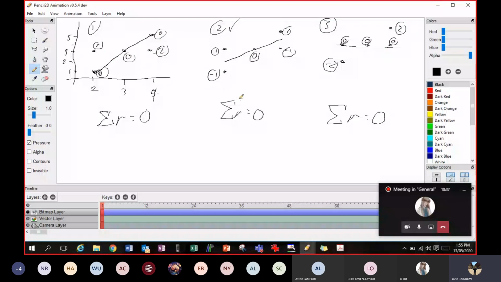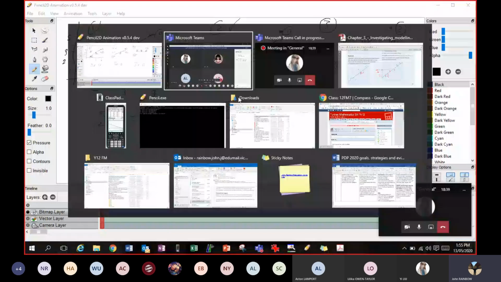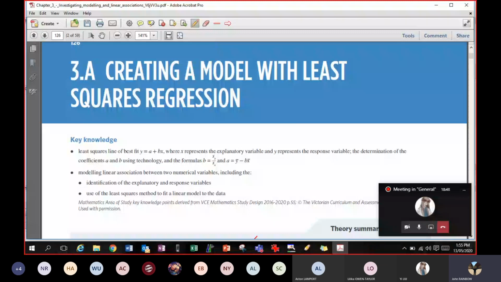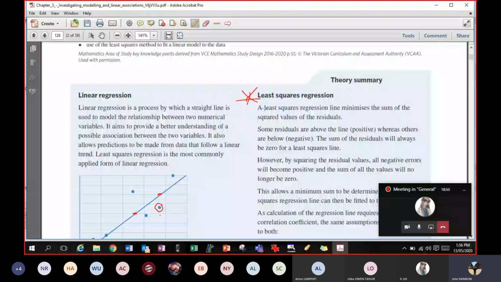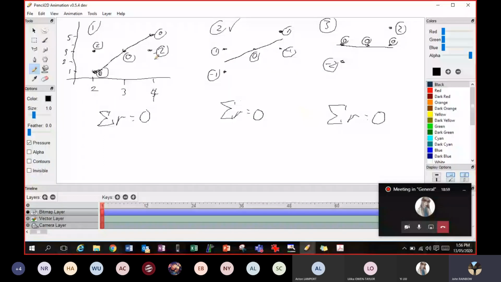Now, remember we talked about why we call this the least squared regression line. We call it that because it minimizes the sum of the squared values of the residuals. So let's look at that. It minimizes the sum of the squared values of the residuals.